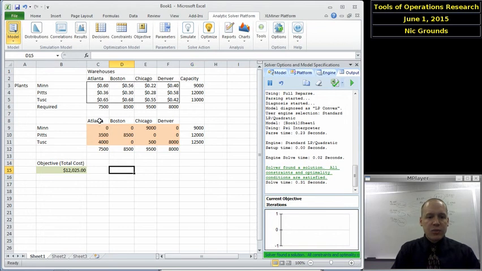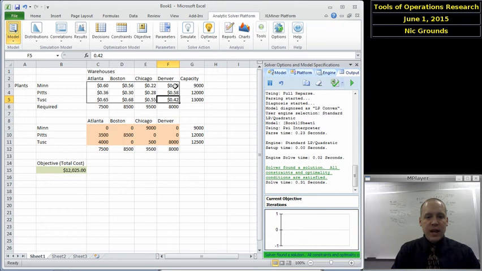is that the product that goes to Atlanta should come from actually two locations, Pittsburgh and Tucson. The product that should be shipped to Boston, all 8,500 it needs, should come from Pittsburgh, which is the cheapest route to get to Boston. Denver, all of its product comes from Tucson, which isn't quite the cheapest route to get to Denver, but it's not far off, it's close.